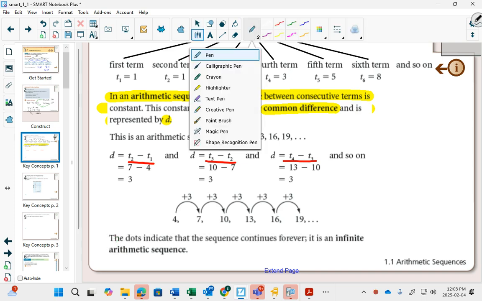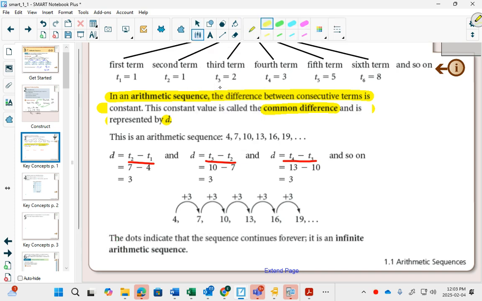And if you have a sequence that has the dot, dot, dot at the end, that means it continues on forever. And that makes it an arithmetic sequence that is infinite. So you could find the 100th term, the 1000th term, the 2000th term.